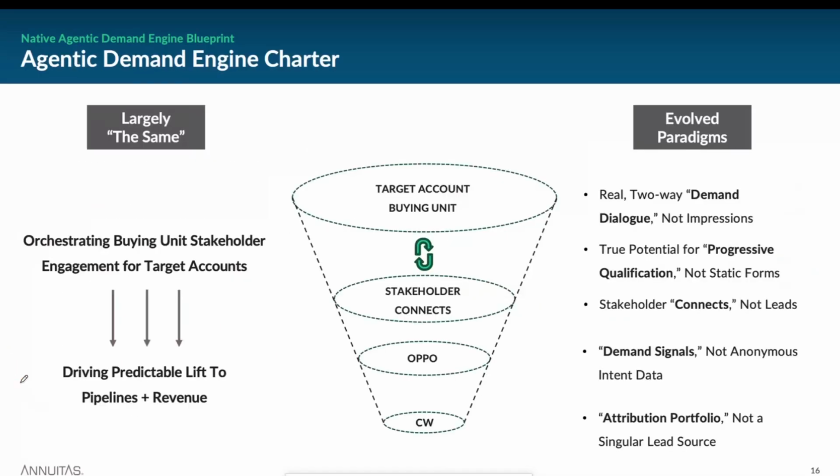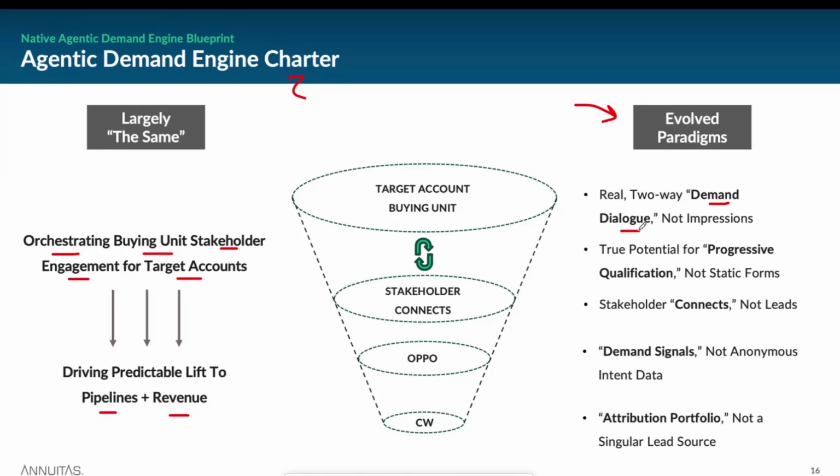So what's largely the same in an agentic demand engine from a charter standpoint? Number one, we're trying to orchestrate buying unit, stakeholder engagement for target accounts. That hasn't changed. And we're trying to drive predictable lift to pipeline and revenue. That hasn't changed. But what has changed, and what I call some evolved paradigms, are a couple of things. Number one, this idea that we're moving to a real two-way demand dialogue, not impressions. And that's a substantial change here.